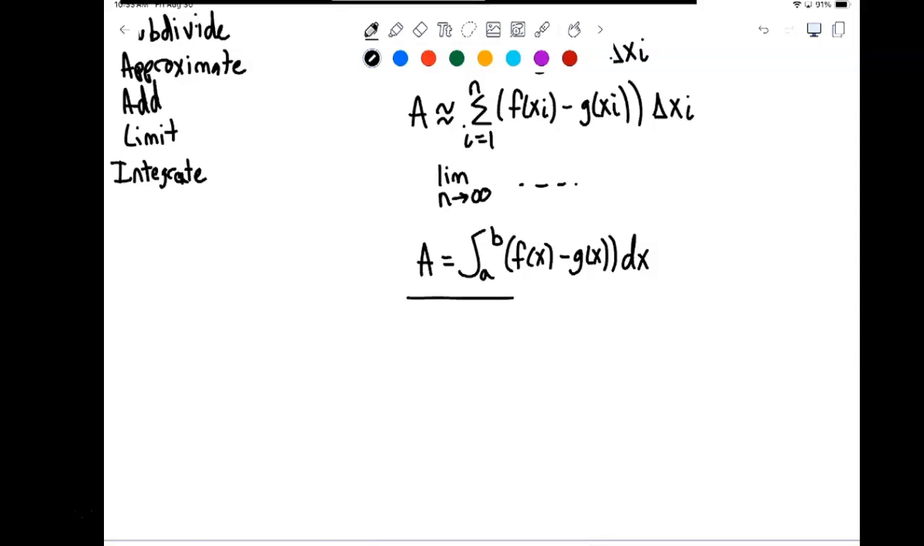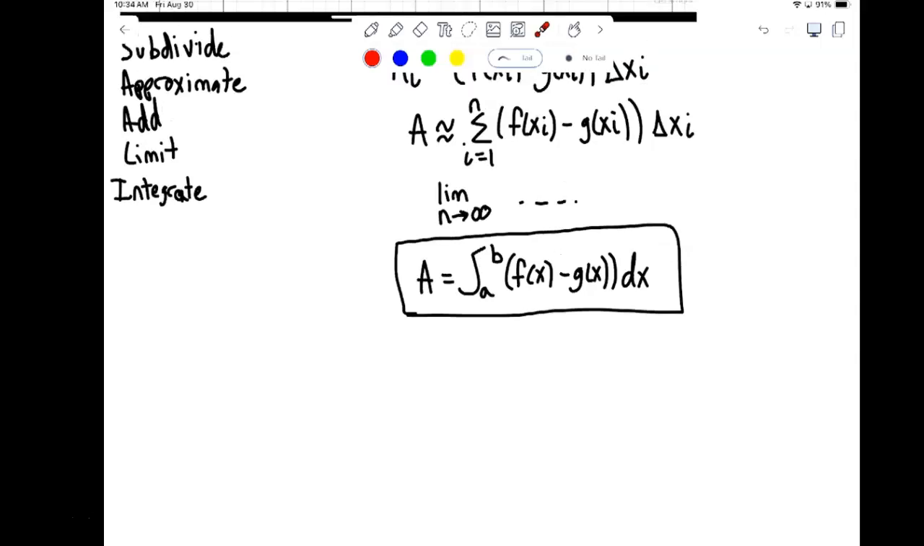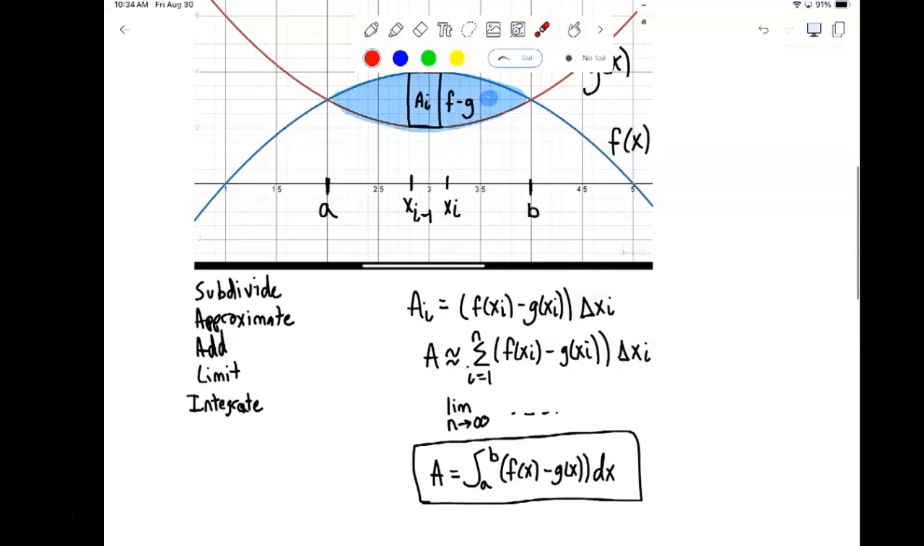And so now we have our formula for the area between two curves as an integral. And so that's what we're going to be using here, where we're actually doing the width as the difference between the top and bottom function over the interval of interest. Okay, so that's the formula that we're going to use to talk about the area between curves.